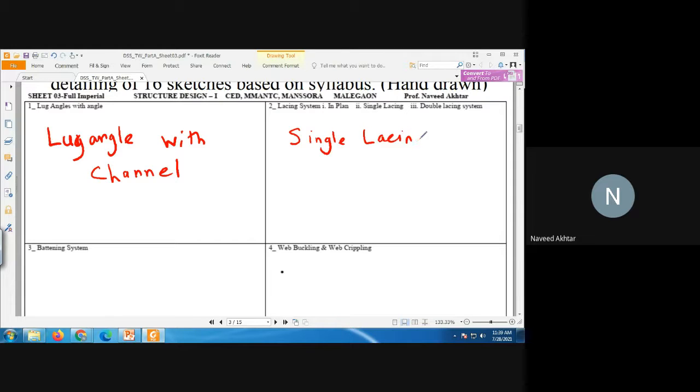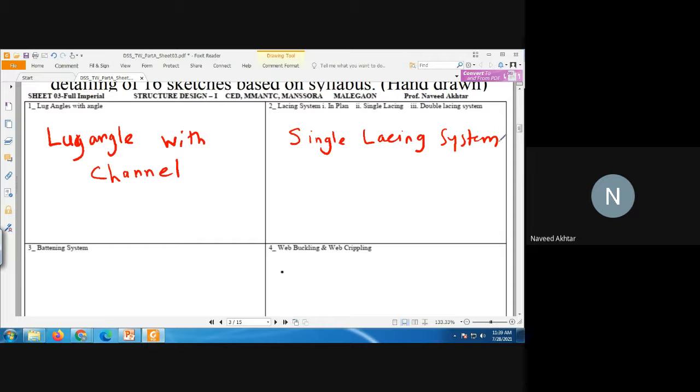So this part is for lug angle with channel. Angle with angle, lug angle with channel. But you have to draw here lug angle with the channel. The angle here, right side.